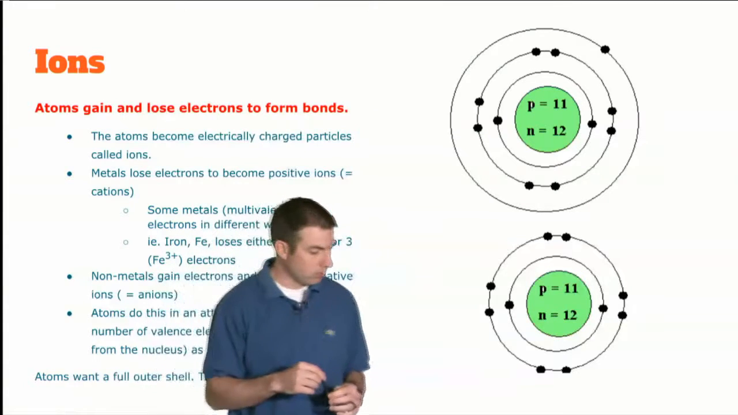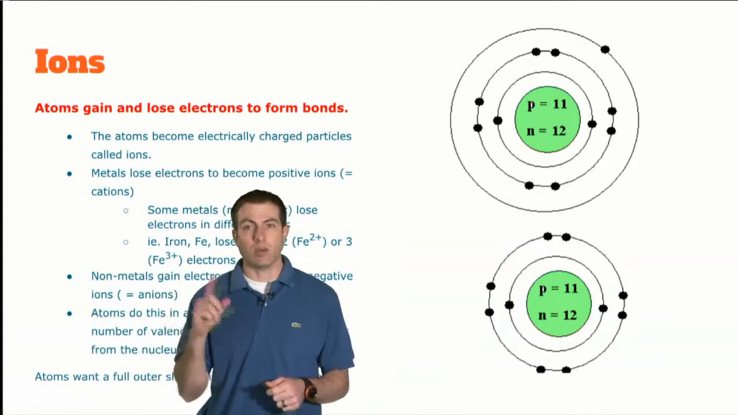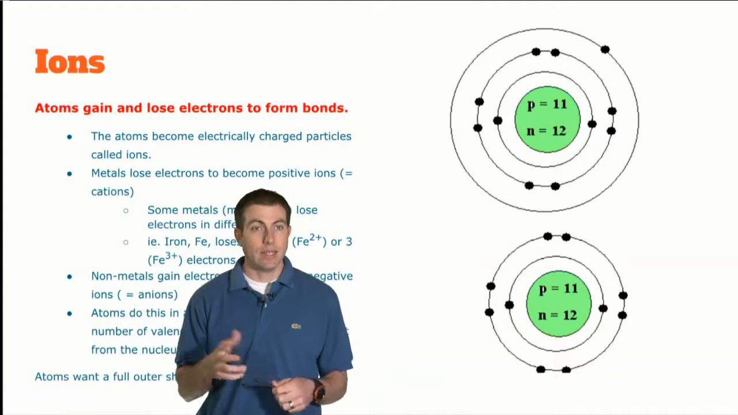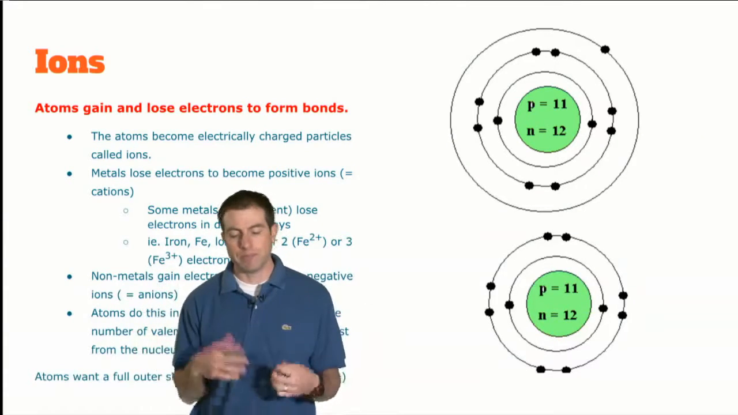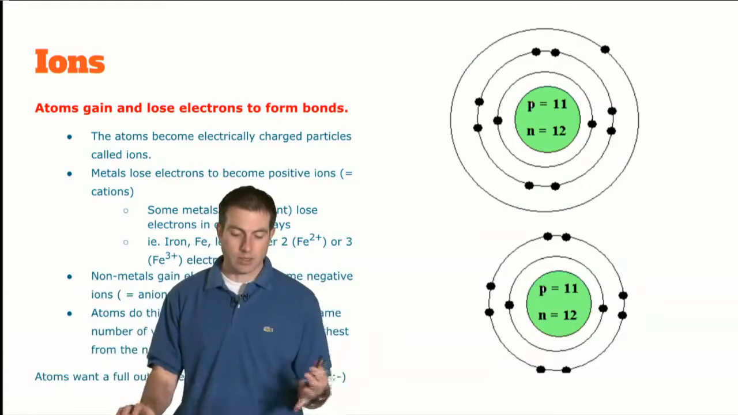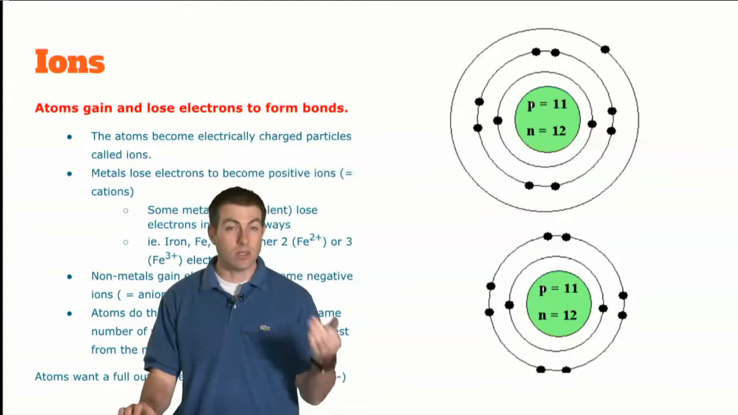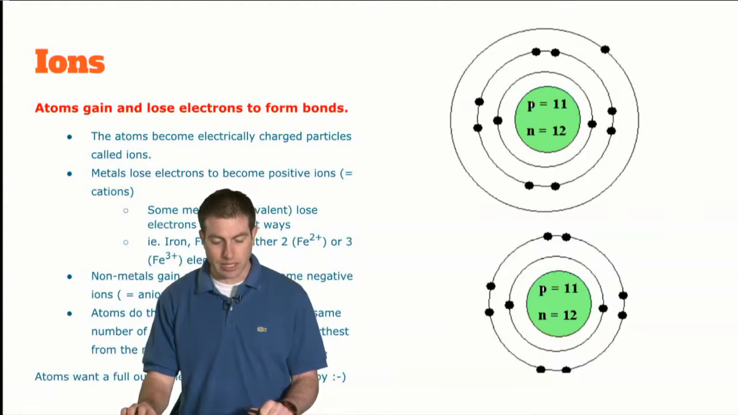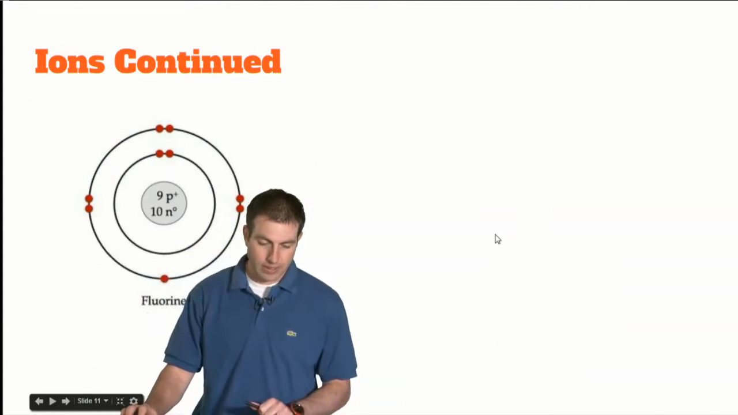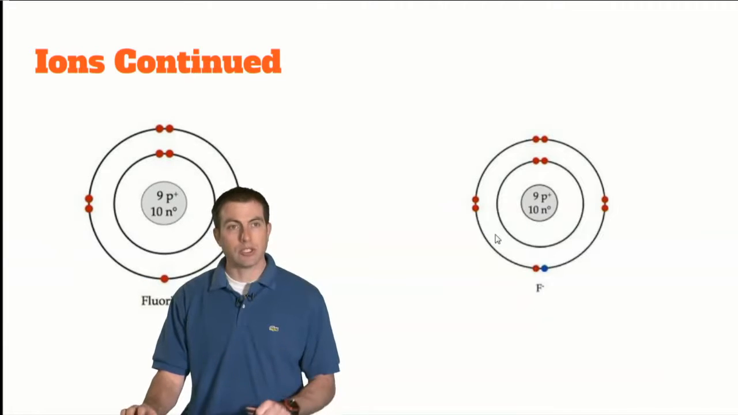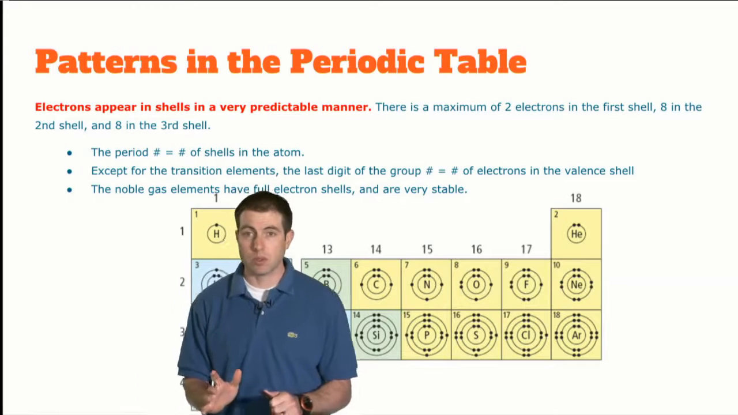Element 11 was sodium. And you can see that sodium has 1 electron in its outer shell. Is it going to be easier for that sodium to gain 7 electrons to fill its outer shell or get rid of 1? It decides to get rid of 1 because that's easier. Now it has only 10 electrons but 11 protons. So because it lost an electron, it gains a positive charge. It loses a negative. We looked at fluorine. It gains an electron. And then we started talking about patterns in the periodic table. And I believe this is where we left off.